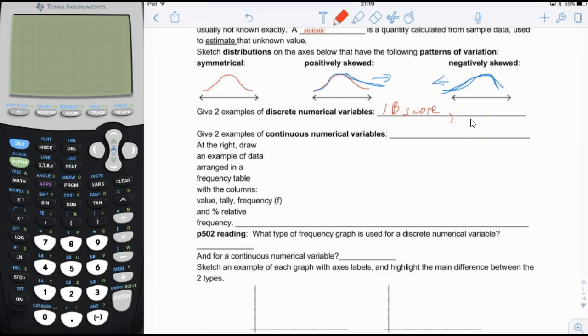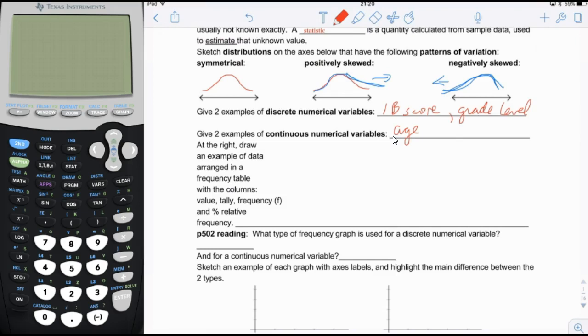Another example would be your grade level, like in the AC, like 7th grade or 8th grade. Give 2 examples of continuous numerical variables. So that would be something like your age, right? Your age is not just the number of years. It could also be months, days, minutes, seconds to actually calculate your age. So your age is actually something that's kind of continuous.